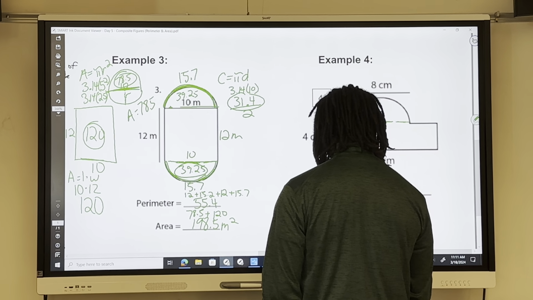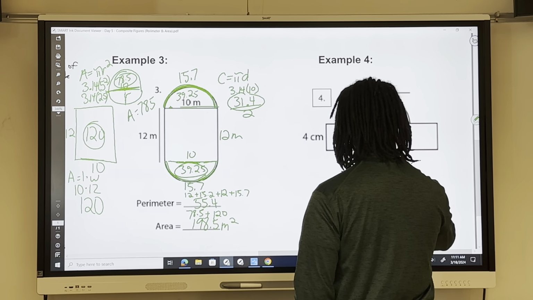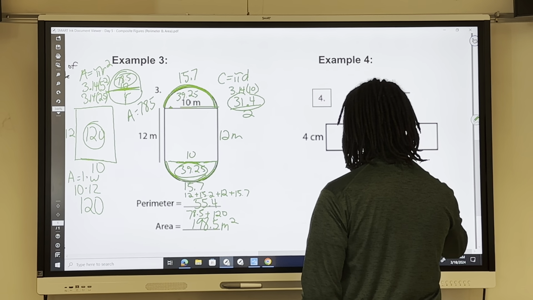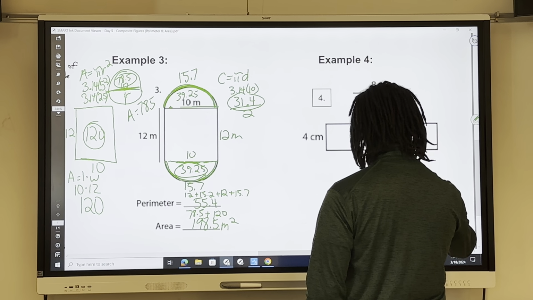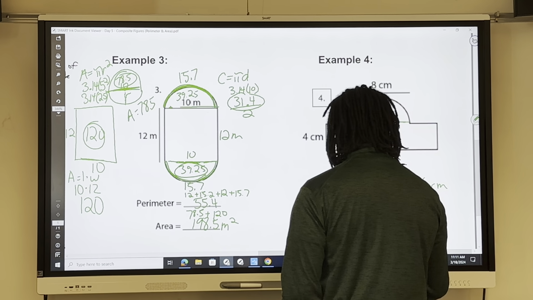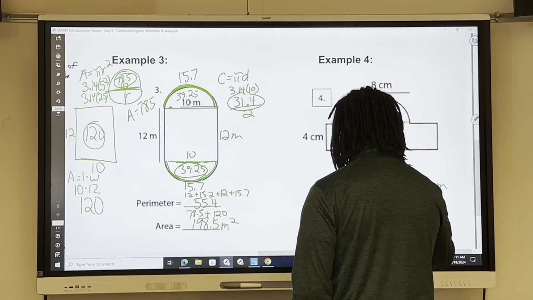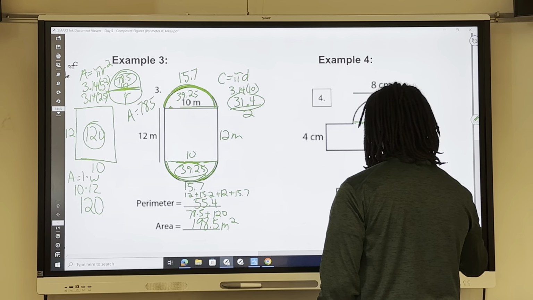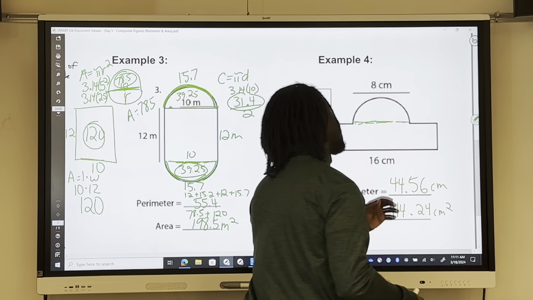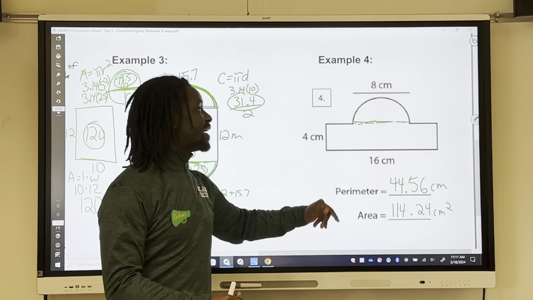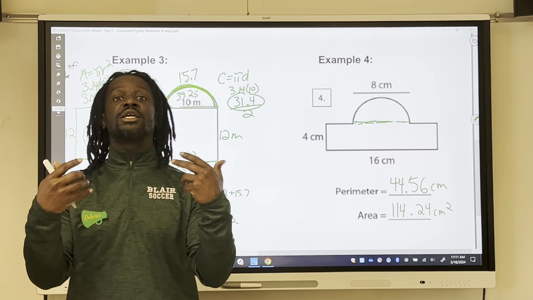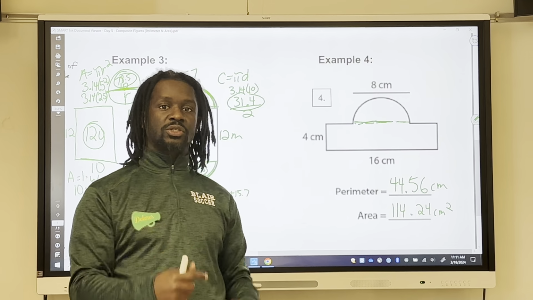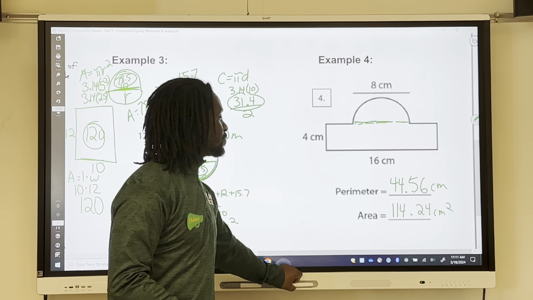All right, so the answer for the perimeter is going to be centimeters, and then the area is 114.24 centimeters squared. Again, for the sake of time, those are the answers. Now, I want you to see if you can go back and solve it yourself to determine what the answer is.